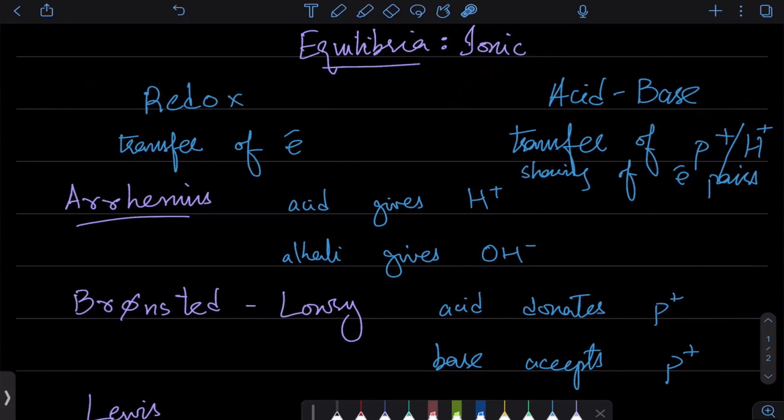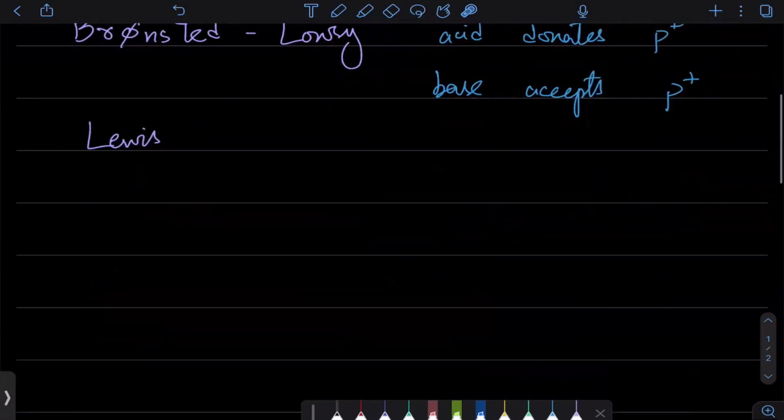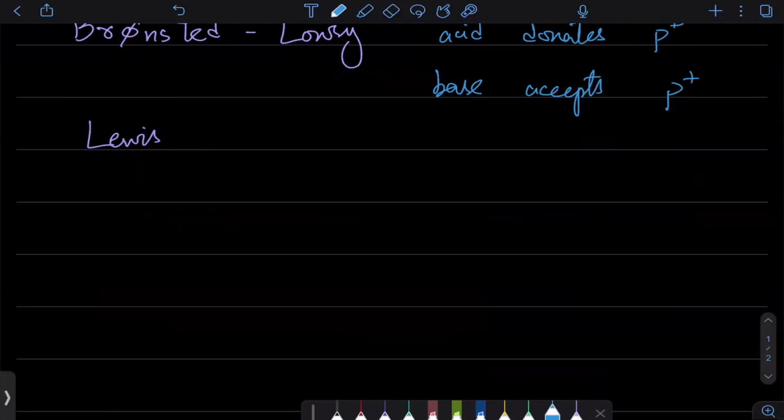And that also makes sense. And it doesn't have to transfer all the time. It could be sharing as well. And that is called a dative bond, right? So now we have a completely different outline on things, a different way of looking at things.